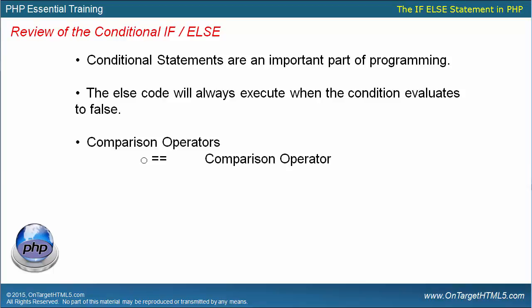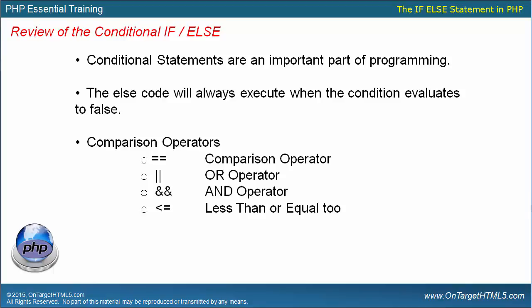We looked at comparison operators, again the double equal sign. We looked at the OR operator, which is the two pipe symbols, and normally that's right above your enter key. It's a shift above the enter key on your keyboard. We looked at the AND operator, the two ampersand signs. We looked at the less than or equal to operator, and we looked at the identical operator, which is the three equal signs, which means that not only is the value identical, but the data types are also identical. So again, keep in mind, whenever we use an if-else statement, the else code will always execute when the condition evaluates to false.